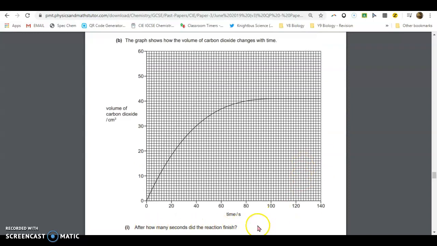After how many seconds did the reaction finish? I know from this graph that the volume of carbon dioxide did not change after around about 98 seconds to 100 seconds. Roughly, I'd probably go for 100 seconds as when the reaction finished, but they'd probably let you off if you say 98 as well, because it does look relatively flat there. And it is 98 because each one of these blocks represents 2 seconds. I hope you spotted that: 10 of these small squares is 20 seconds.